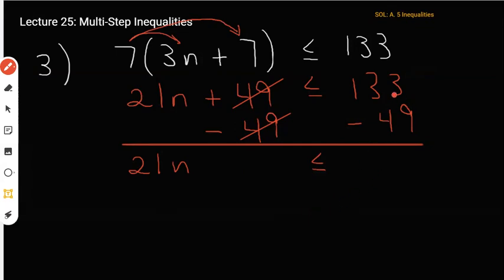Over here, I'm going to have 133 minus 49. I can put this in a calculator, or I can do this thing that I learned in elementary school where you make this into a 13. 13 minus 9 is 4. You can make this into a 2, which actually makes it a 12. 12 minus 4 is 8. And then lastly, this 1 is going to become a 0.